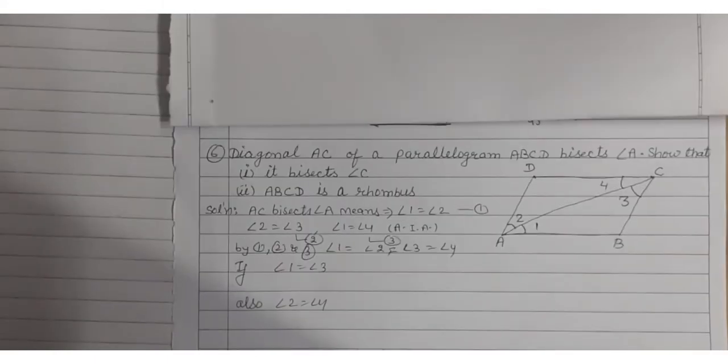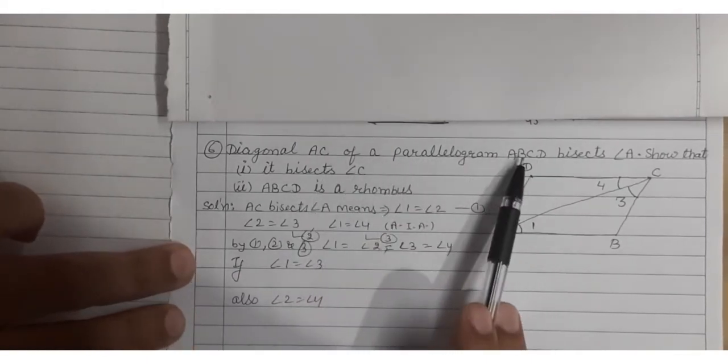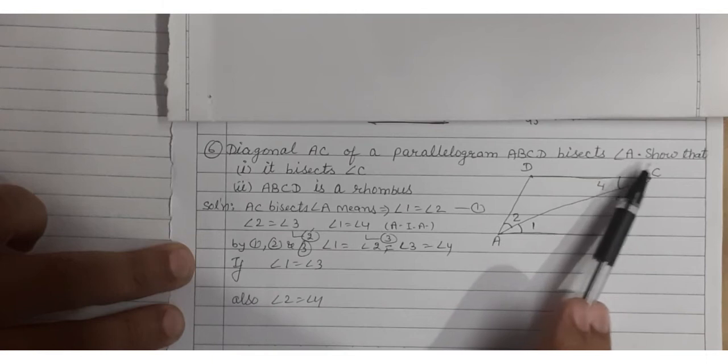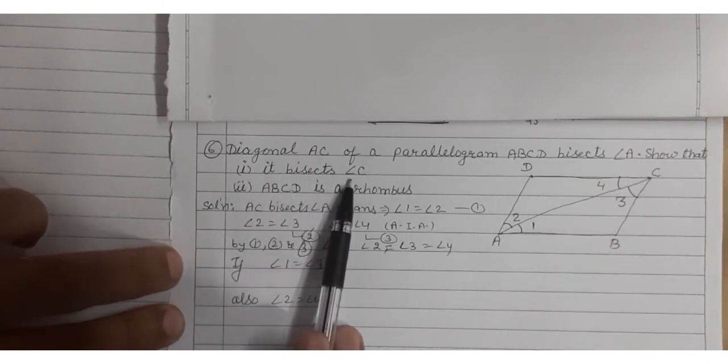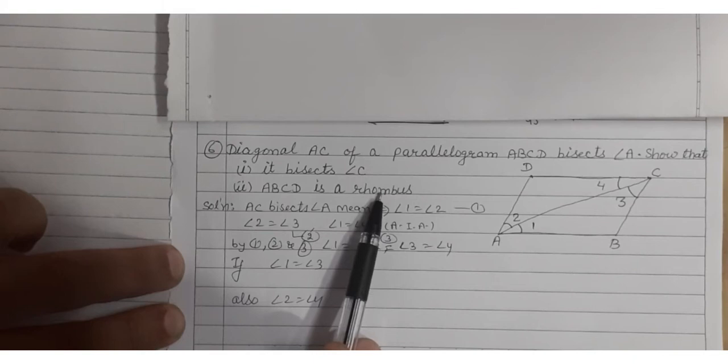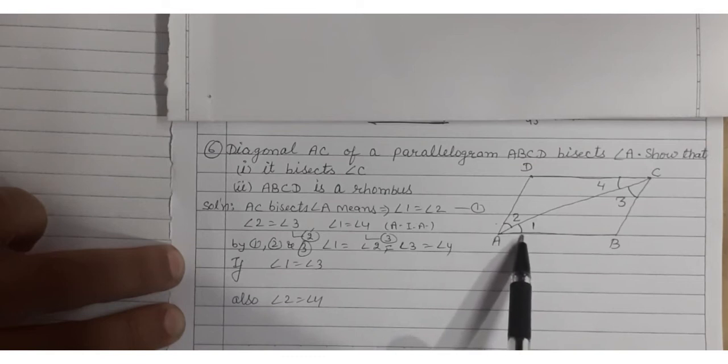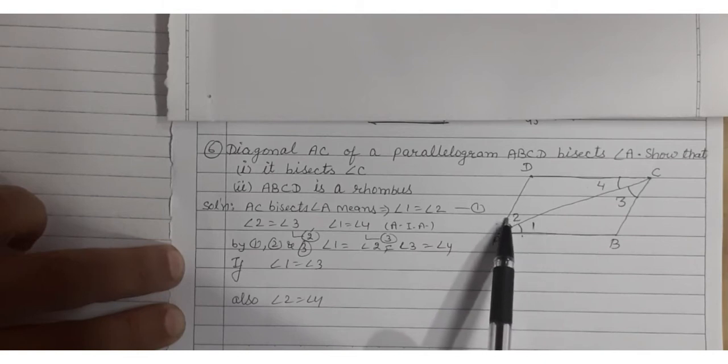Yes, come on. Question number 6. Diagonal of a parallelogram ABCD bisects angle A, then show that it bisects angle C also, and then it will be a rhombus. Okay, ABCD is one parallelogram, no? Angle A is bisected by this diagonal AC. It means I can say angle 1 is equal to angle 2. But angle 1 is equal to angle 4 by alternate interior angle. Similarly, angle 2 will be equal to angle 3 by alternate interior angle.